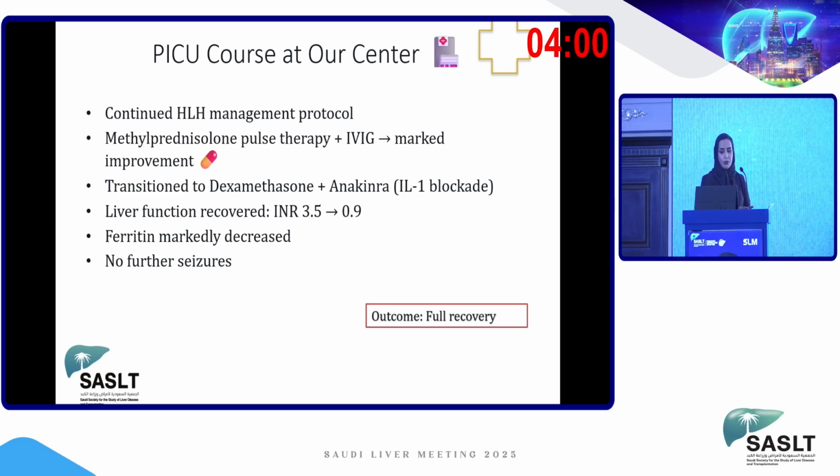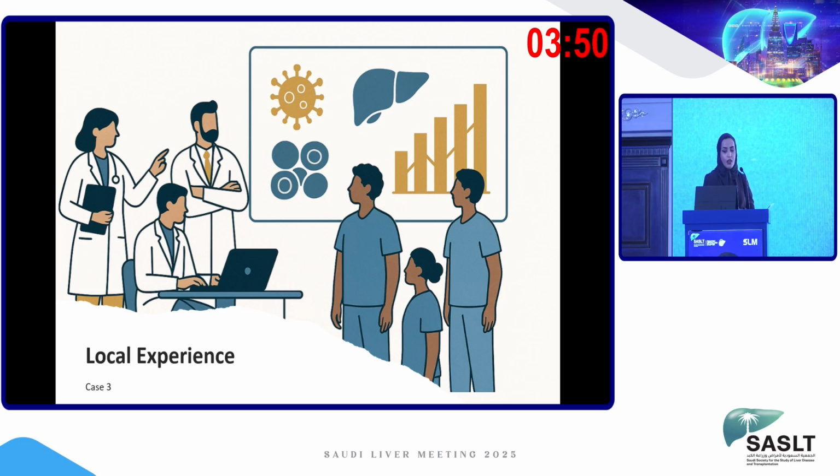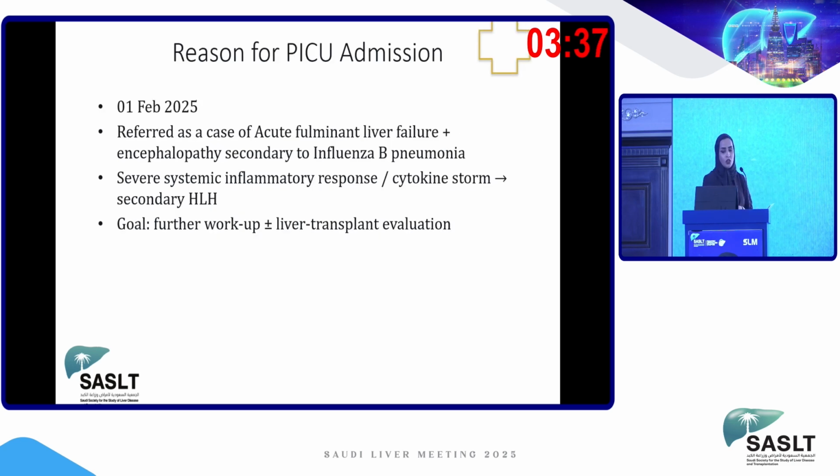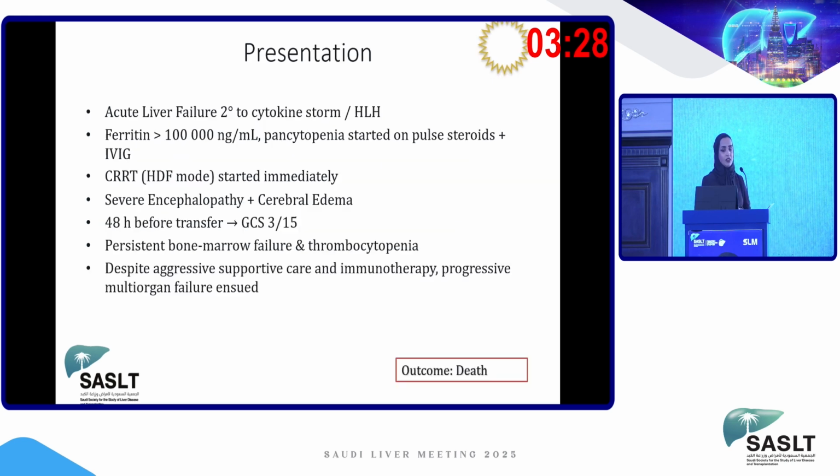So he was supported with almost the same, methylpred and IVIG, and he showed a marked improvement with full recovery. The third case, an 8-year-old, was also premature, a 28-weeker, one of the twins. She had a prolonged NICU admission for almost a year and was oxygen dependent, but she was off oxygen and doing well. She was referred with the same presentation, a case of fulminant liver failure with severe systemic inflammatory response, for possible liver transplant.